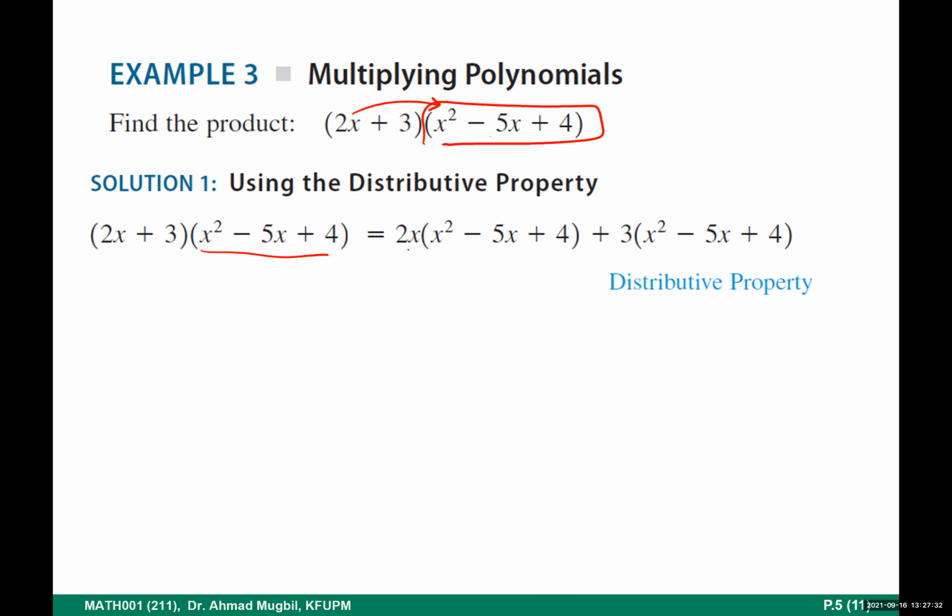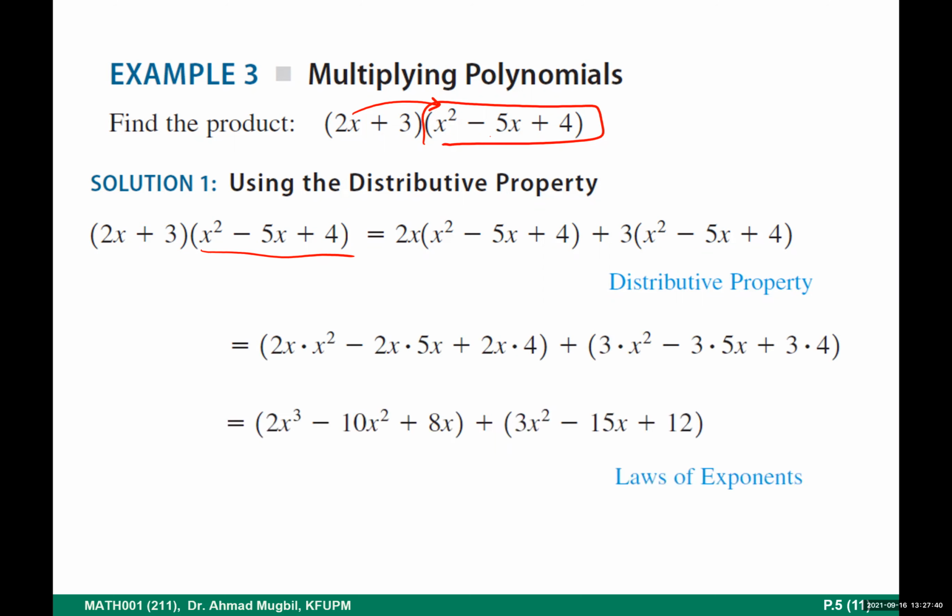2x multiplied by these three terms, and then 3 by this one, using the distributive property, and then apply the distributive property again. So you will multiply 2x by x to the power 2, and don't forget, when you multiply two expressions with the same base, you just add the exponents. Combine the like terms. We are using the laws of exponents, and then we combine the like terms. Don't forget about the negative signs.